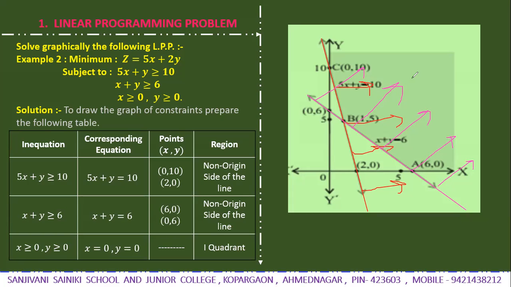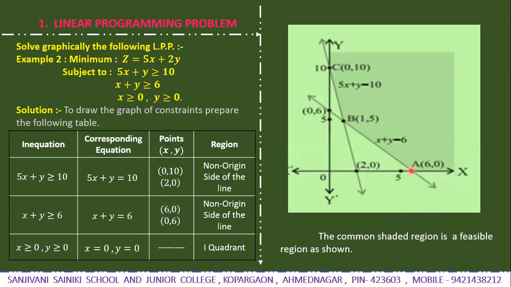Okay. Now the next condition is given that x is positive and y is positive. Now x is positive and y is positive means the area lies in the first quadrant only. So if we link all these inequalities together, you will get this shaded part of the region. This is called the feasible region. The shaded part A, B, C is our feasible region.